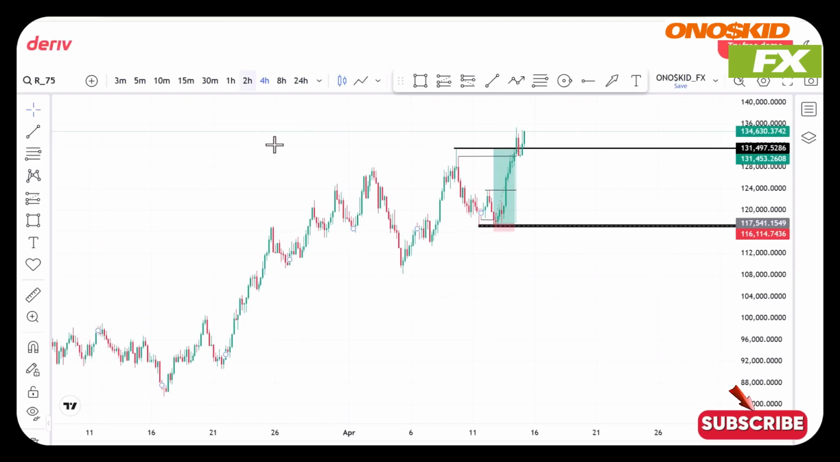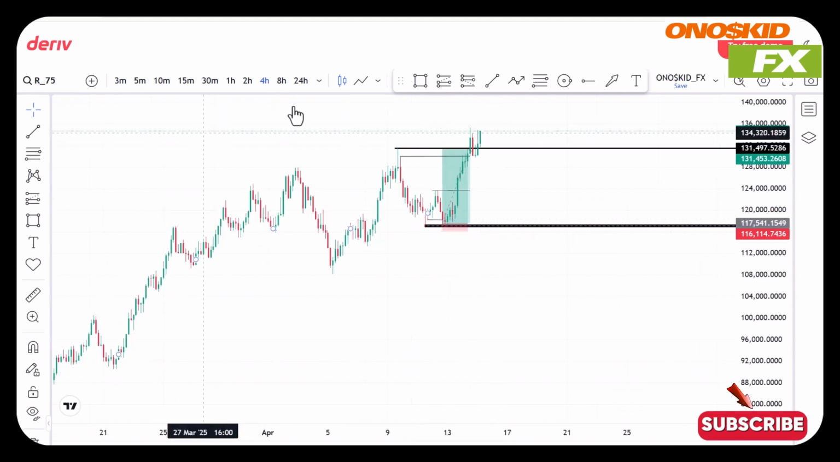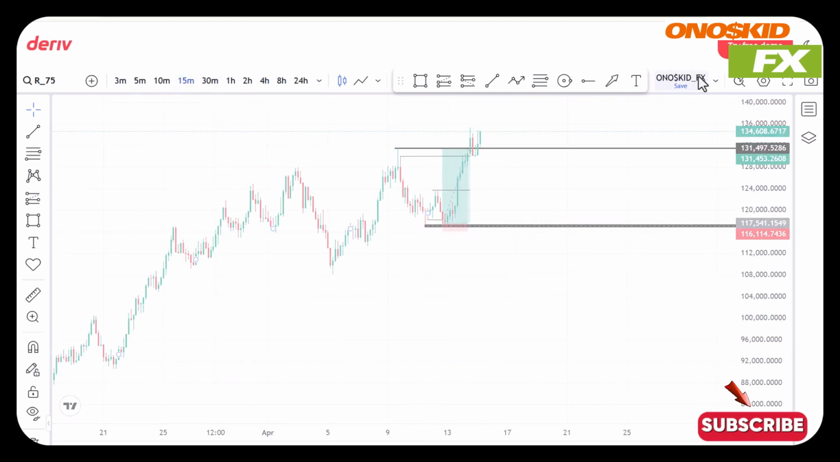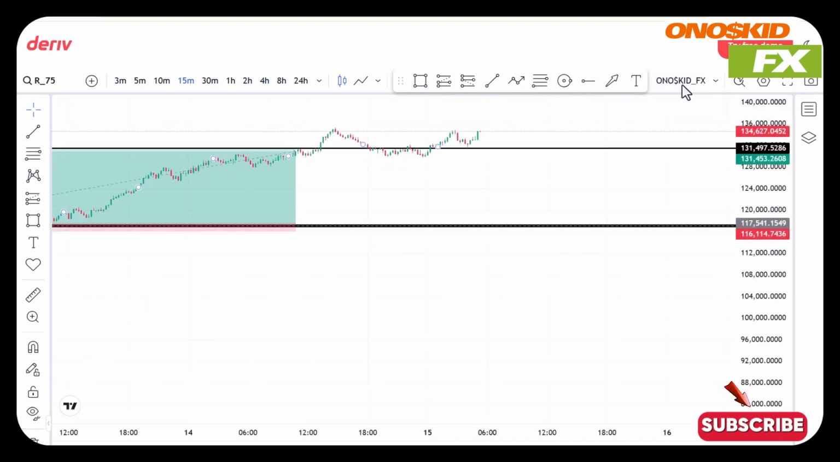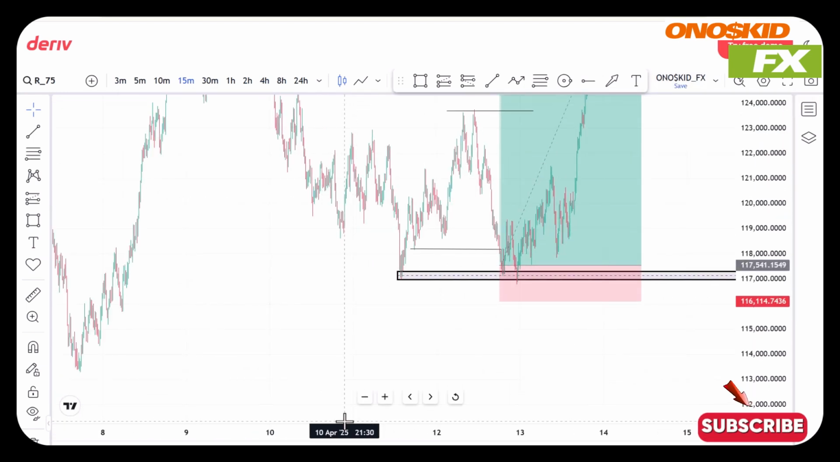So there is another one. I don't know if I posted this in my VIP group or the Telegram. Yes, I think I posted this in my VIP group. This is Volatility 75 Index. All right, so this is the trade. The same thing happening over and over.